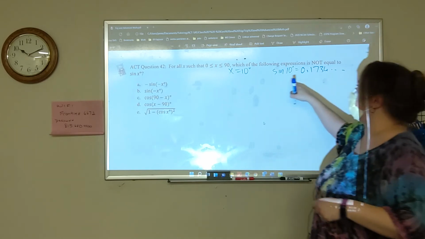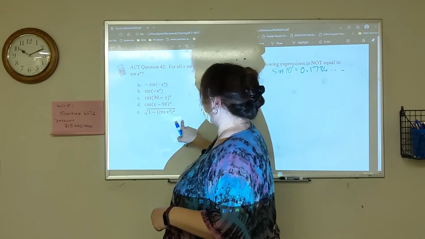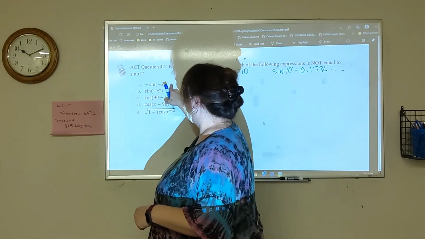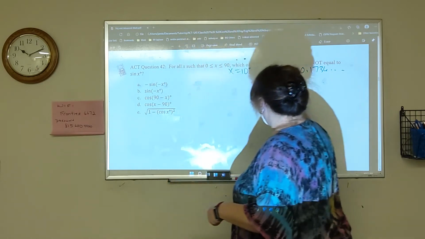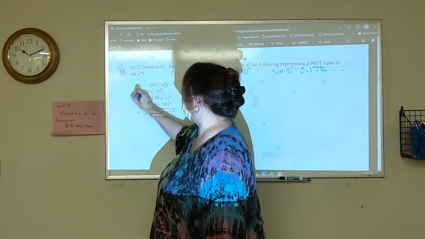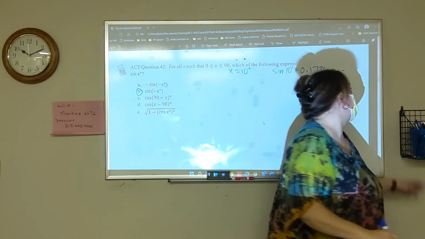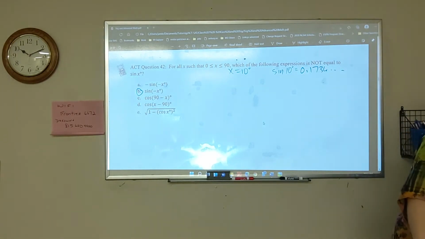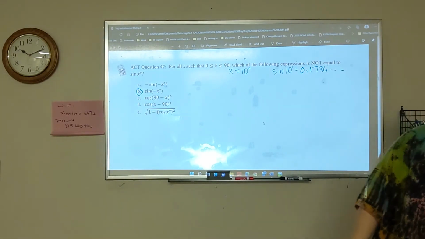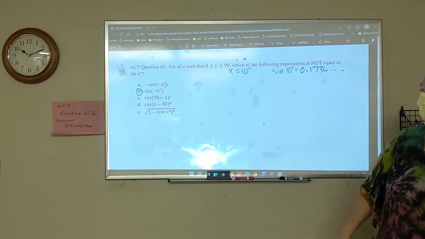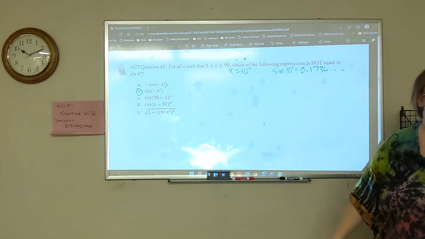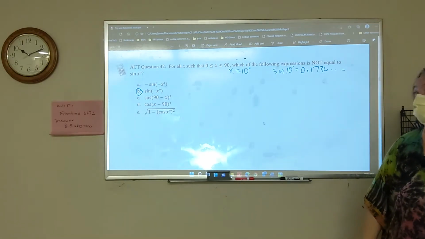Okay, so if you plug in 10 into each one of your answers, the only one that should not give you this answer is B. It should give you the negative of that answer. It should give you negative 0.1736. So again, you don't have to know anything about trig to do this. Just do our usual strategy, plug this stuff in.